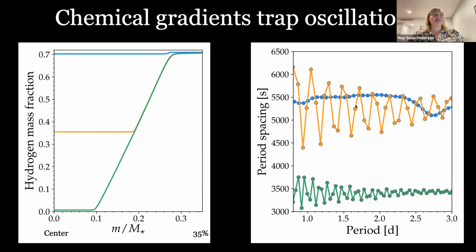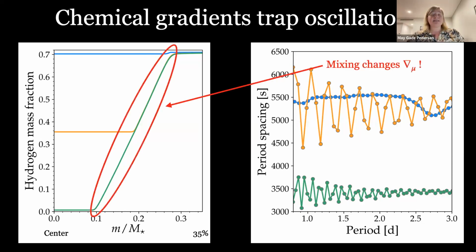So what we're seeing is that as the star evolves, we start developing deviations from these very smooth patterns, and also the average level of the pattern itself starts to decrease as the stars become more evolved along the main sequence. Now, these deviations are caused by the development of this chemical gradient, the effect of which is to trap the oscillations, giving rise to these deviations from a uniform pattern.